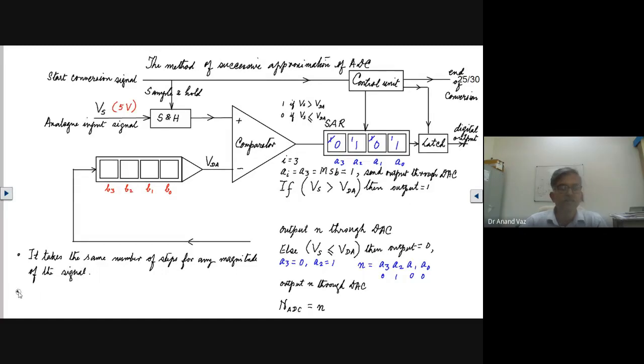Okay. The second aspect is that 4 steps is not much. If you are using a 4-bit register, or if you are using an 8-bit register, then you will require 8 steps. If you have an n-bit register, n-bit representation, you are going to require n steps. So the number of steps is not much. So it takes comparatively lesser time for analog to digital conversion.